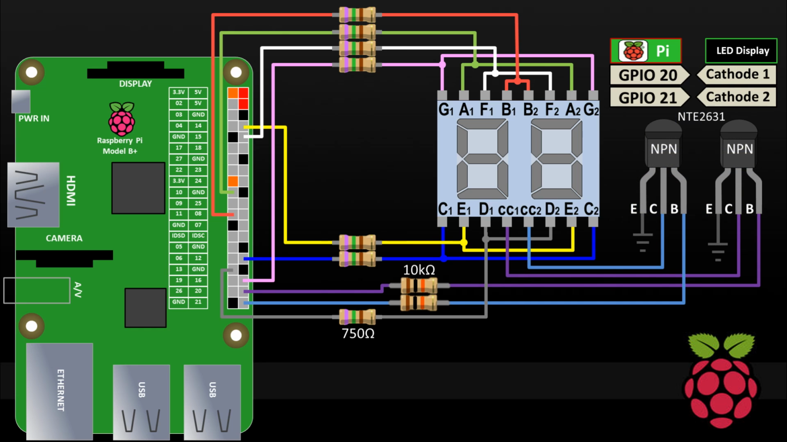The common cathodes are controlled with two NTE2361 high-speed NPN transistors. They're operated by GPIO 20 and 21, which are connected to the transistor bases in series with a 10k ohm resistor. The collectors are connected to the display cathodes and the emitters to ground. When GPIO 20 or 21 goes high, the transistor will sink the corresponding cathode and the digit will light up.